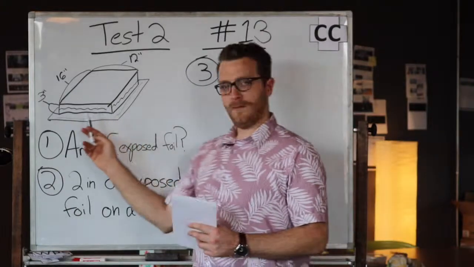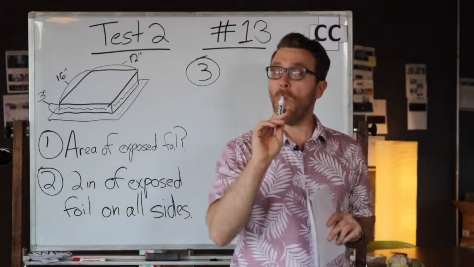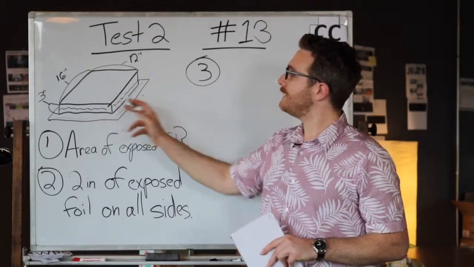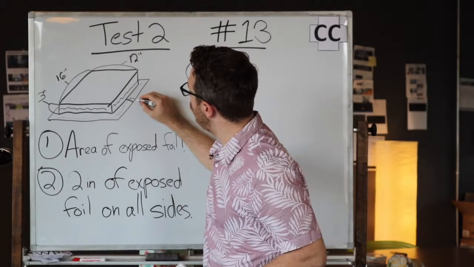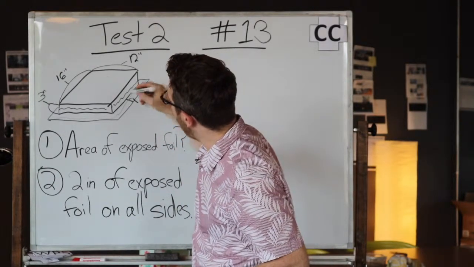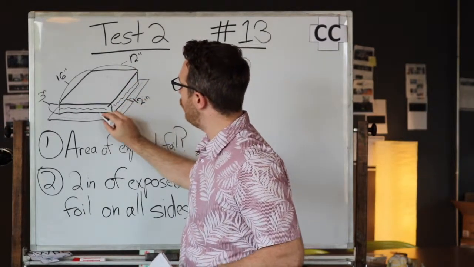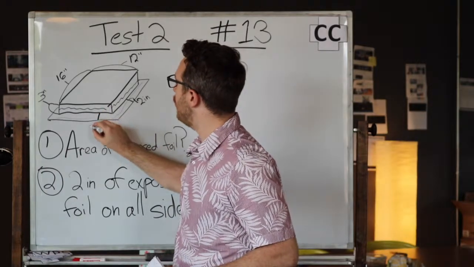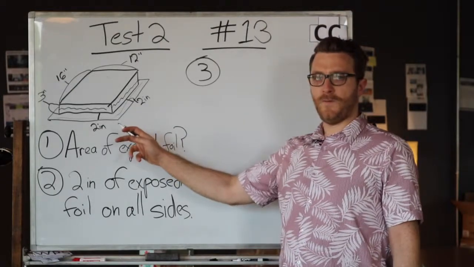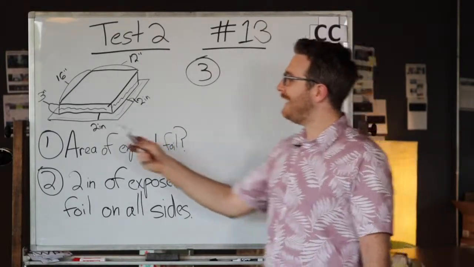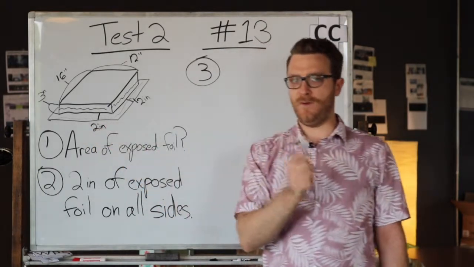Now, we do not know how big the cardboard piece covered in foil actually is. What we are told is on all sides of the cake, there are 2 inches of exposed area. So on this side of the cake, it extends out 2 inches of cardboard covered in foil. And on this side, 2 inches. So we know that measurement. If we put this information together, we can find out how much exposed area there is of the foil.